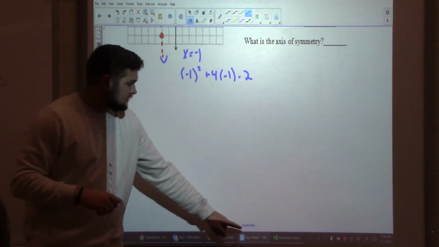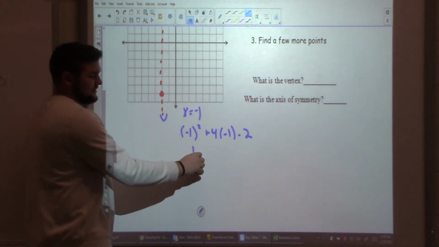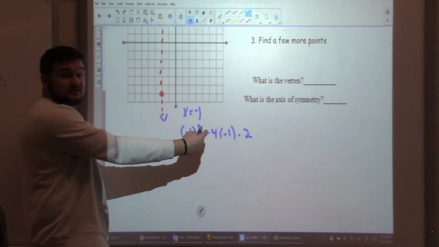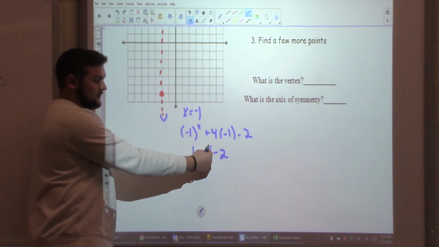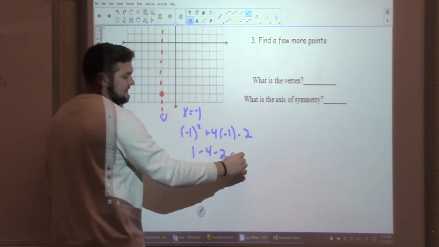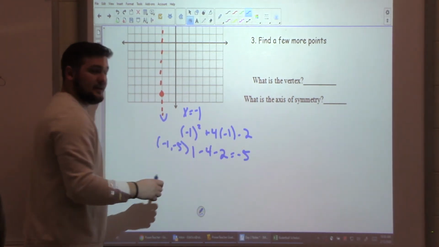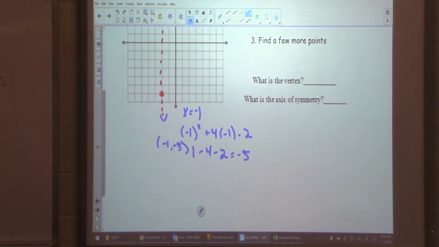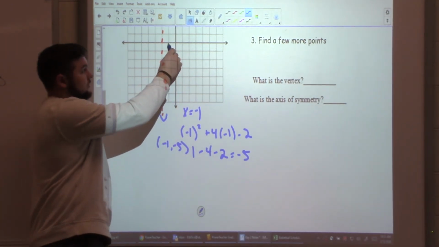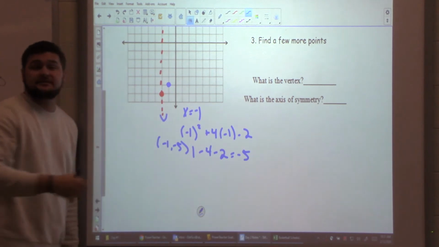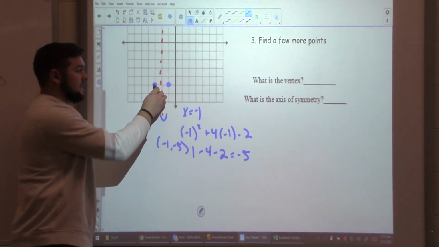Okay? Negative 1 squared is? 1. 4 times negative 1 is? Negative 4. Negative 4 minus 2. 1 minus 4 is negative 3. Minus 2 is negative 5. So that's my y value. So at negative 1, negative 5, I have a second point on my parabola, or my quadratic equation. Okay? And what I can do, guys, because we said it's like a mirror, is take that point and mirror it across my axis of symmetry.